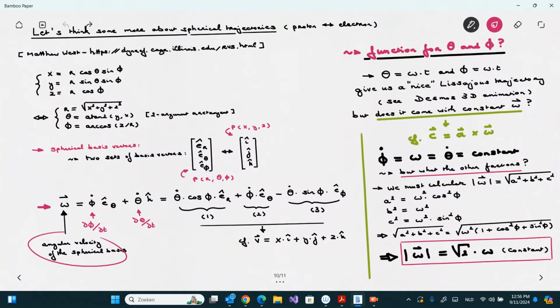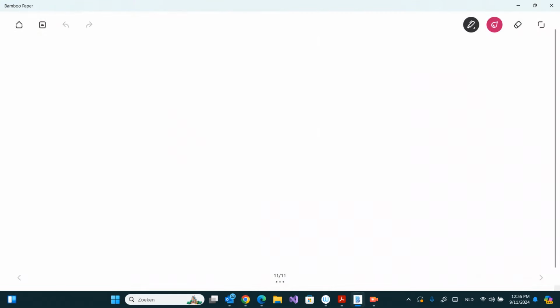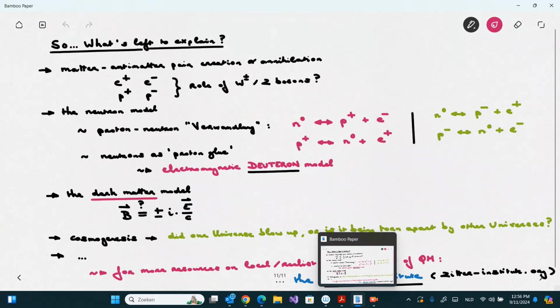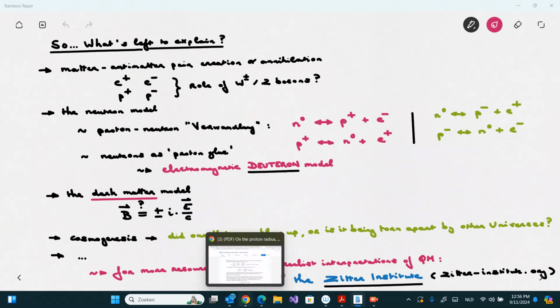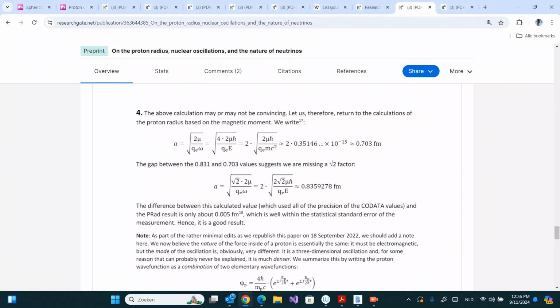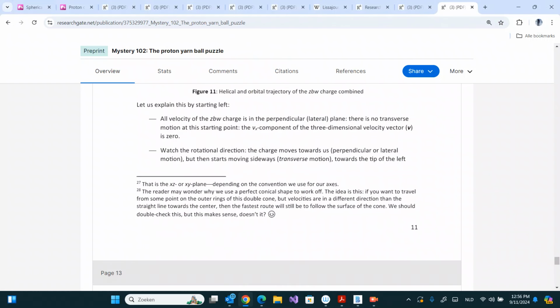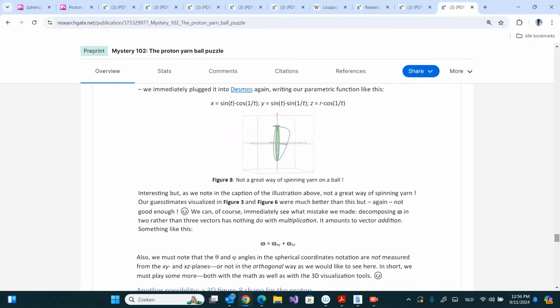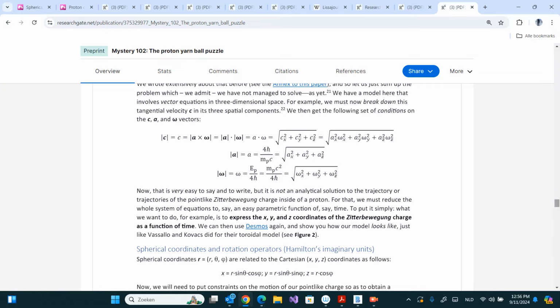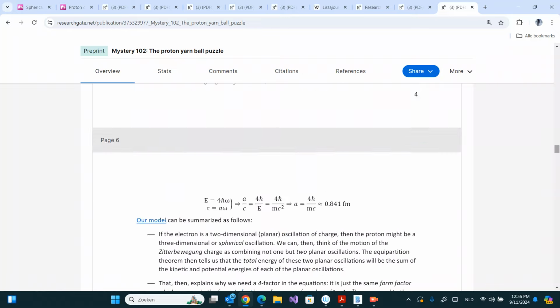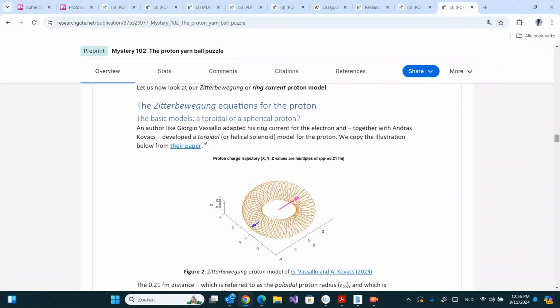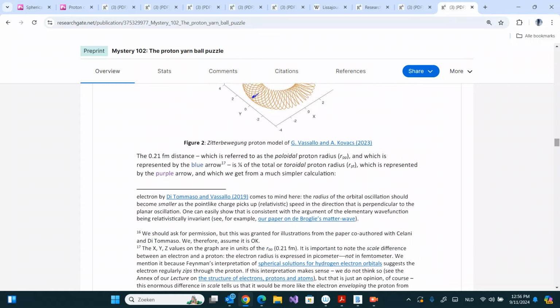What's left, actually? At the end, it's about a year ago when I wanted to stop the first time. I published these mystery papers. Maybe I can pull one up. This was the one, the proton yarn ball puzzle, where I say I have a nice proton model. And I should be happy because other scientists came up with a perfect model, but I don't like it because there are two frequencies there and I only have one frequency out of my theoretical model.